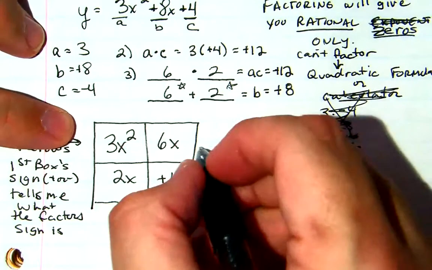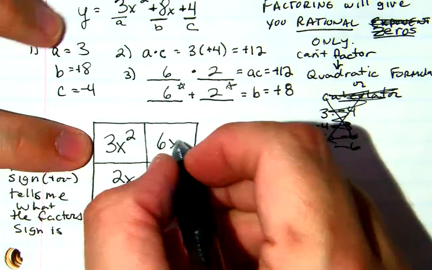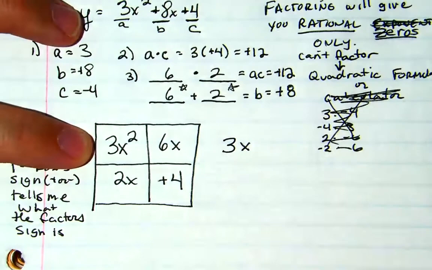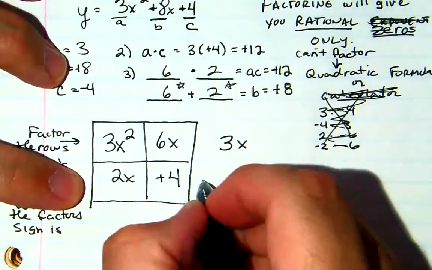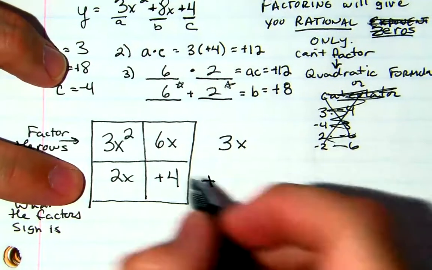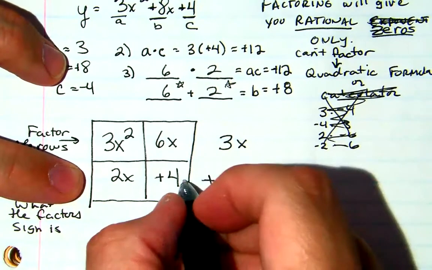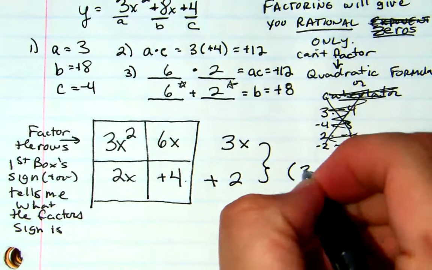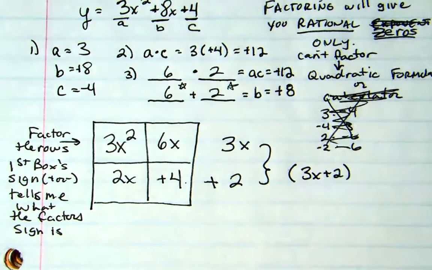So, since this is positive, I know I'm going to get a positive. I have 3 and 6. Factor that out, you get a 3. X squared and x, we get an x. Now here it's positive, so I know it's going to be positive. 2 and 4. I'll get a 2. X and nothing, well, I'm done there. What this does is this gives me the binomial 3x plus 2.